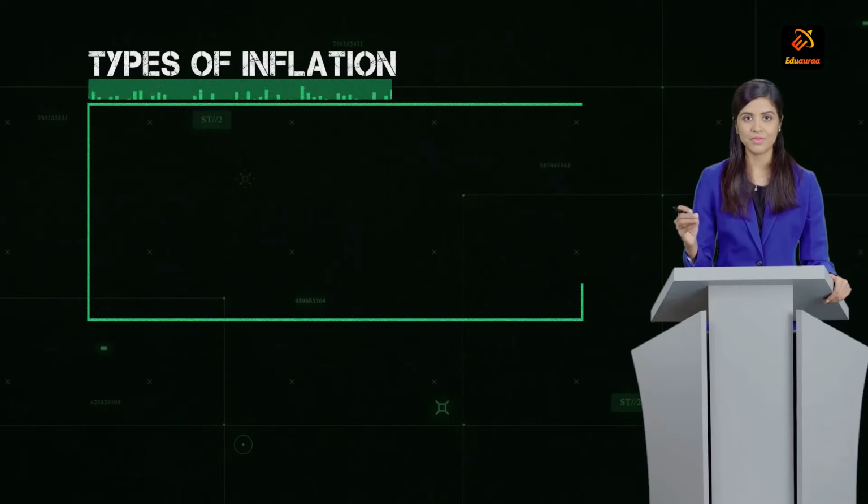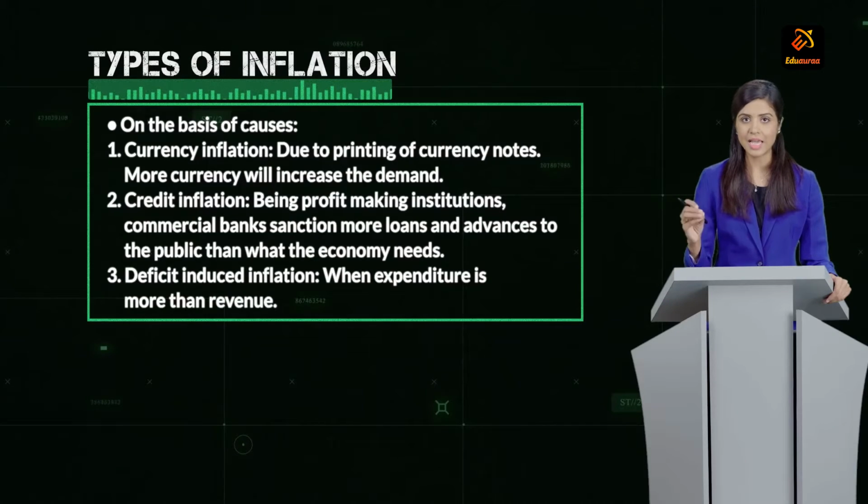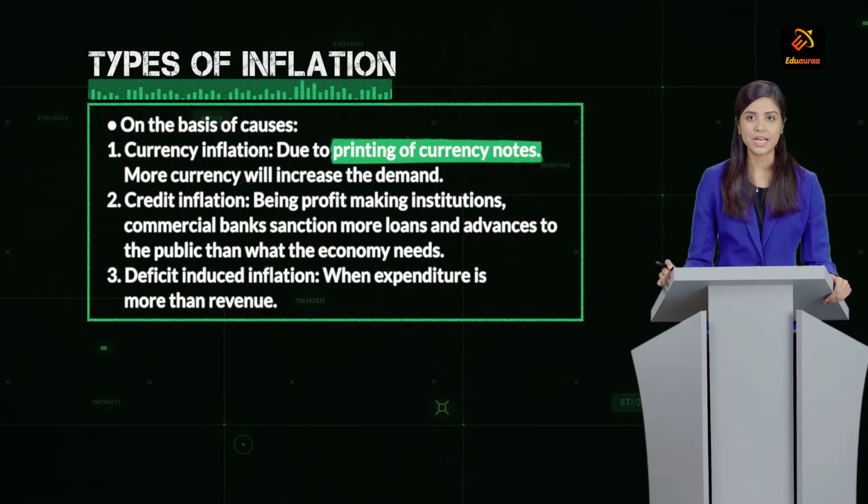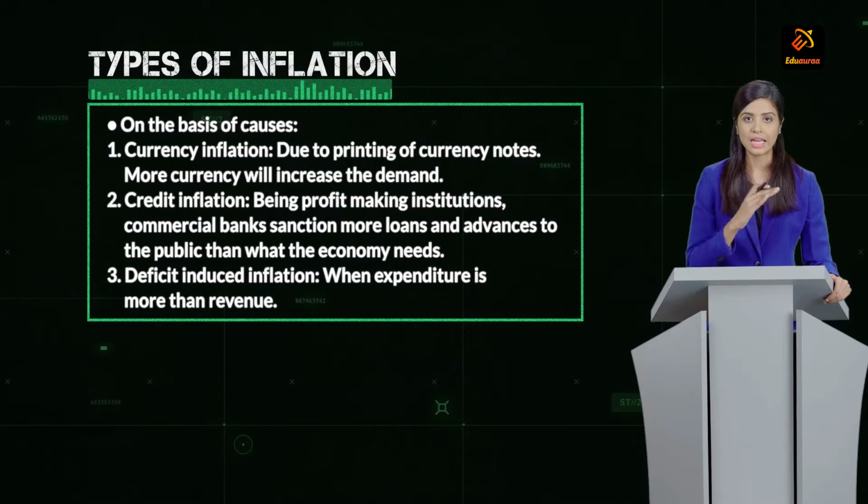Let us try to understand what are the types of inflation. So first, we are going to discuss the types of inflation on the basis of causes. So the first one is currency inflation. This type of inflation is caused by the printing of currency notes. More currency will increase the demand and thus it will lead to an inflationary situation.